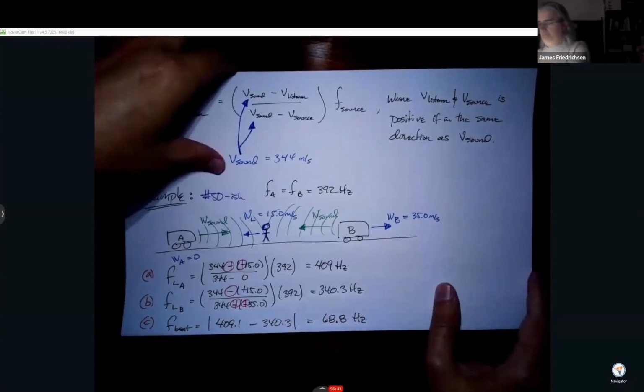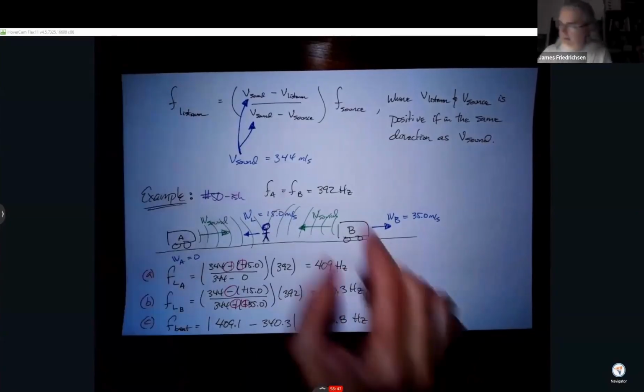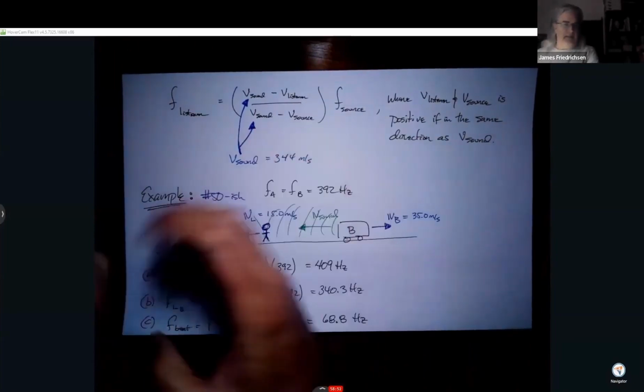All right. Questions? This is how we use the formula. And I really like that it comes from the picture. It gives you the signs on the V's, and then it just pops out.